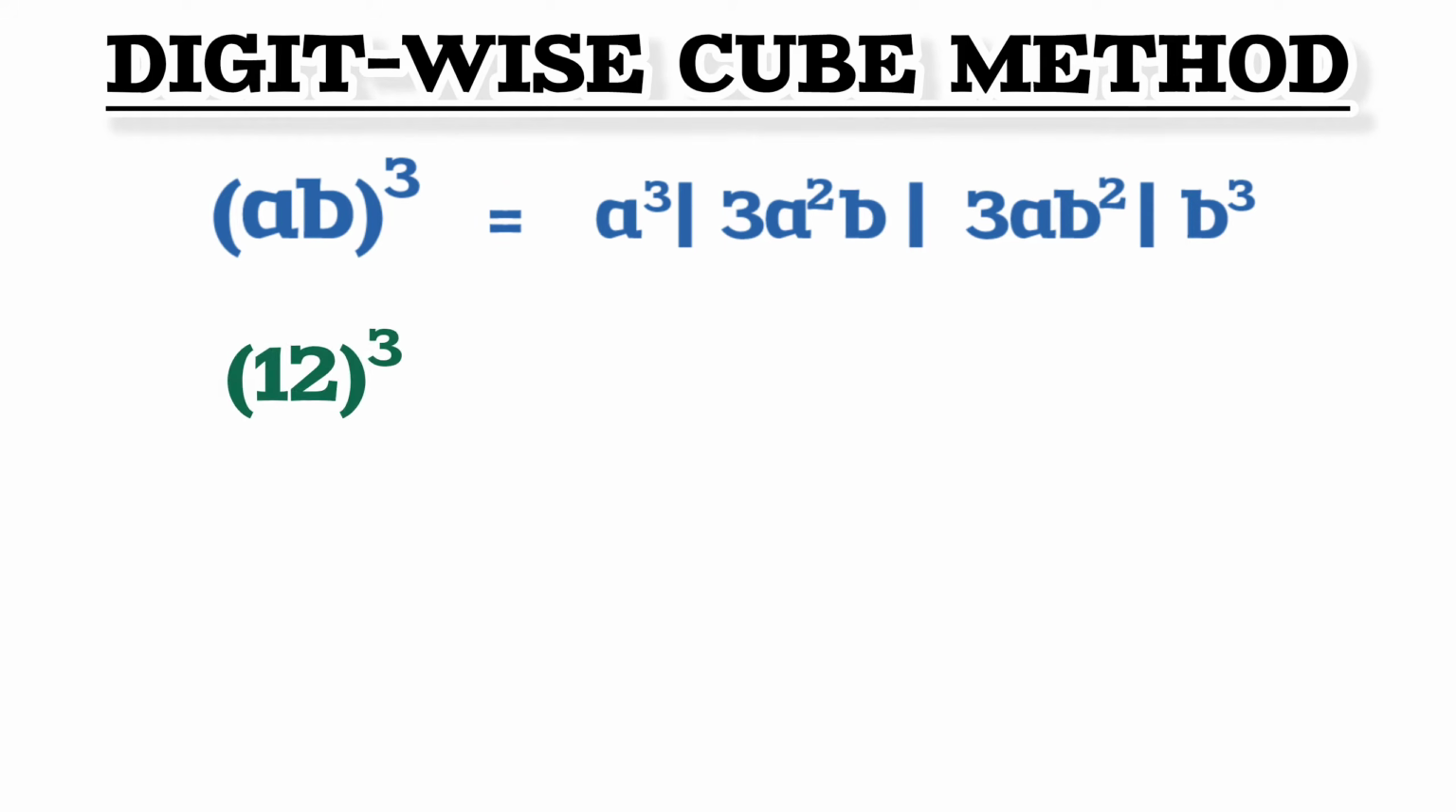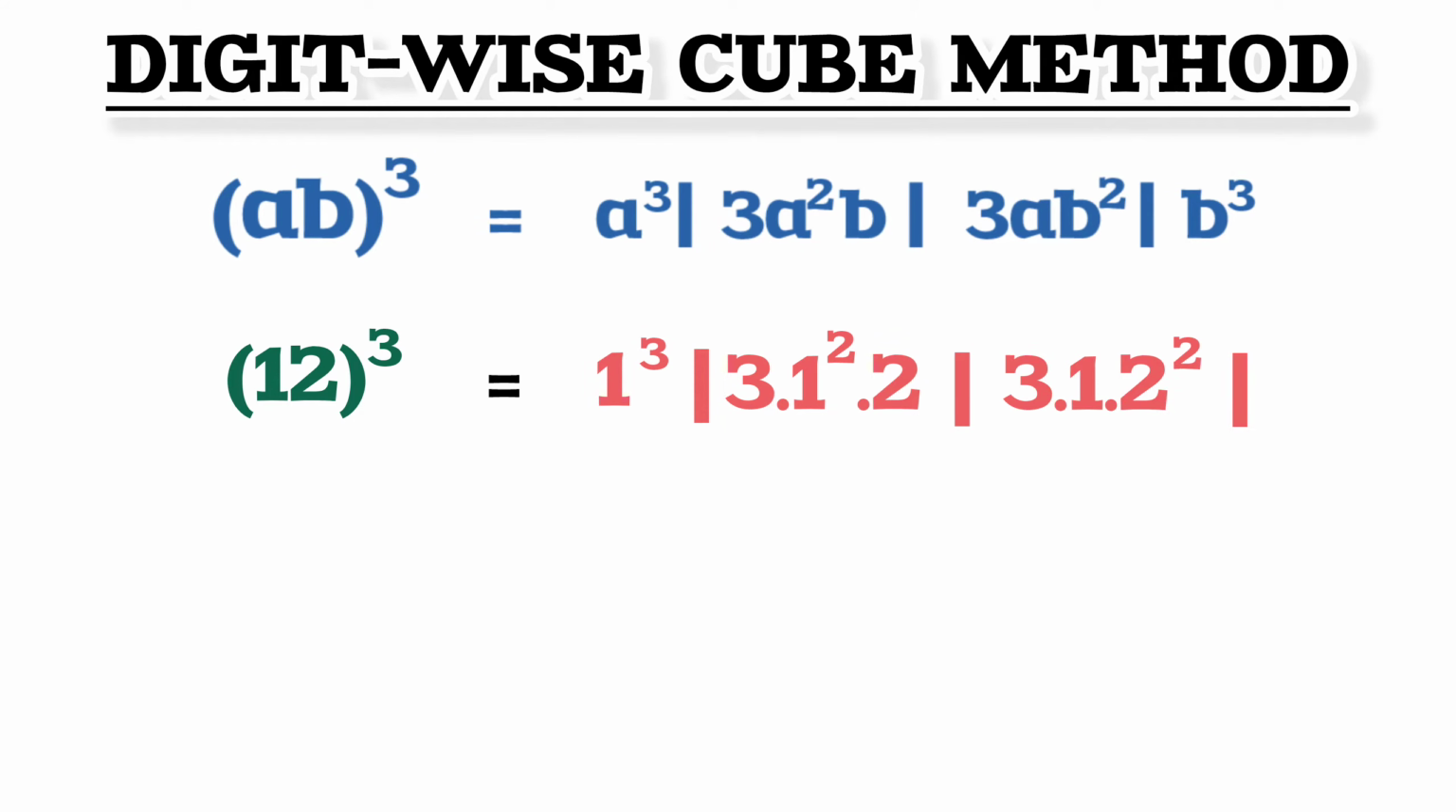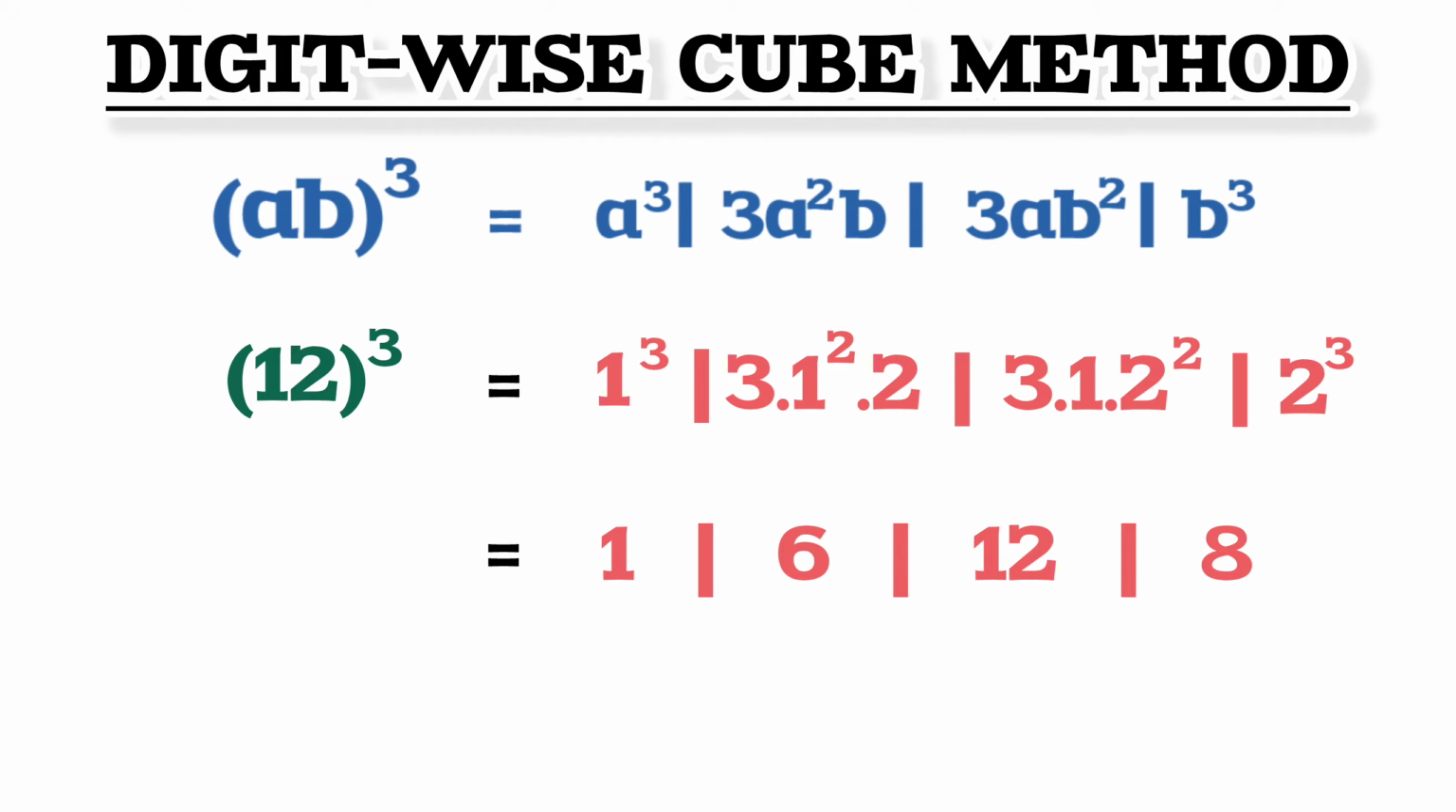To find 12 cube, here a is 1, b is 2. So write it as 1 cube, 3 into 1 square into 2, 3 into 1 into 2 square, and 2 cube. You will get 1, 6, 12, 8. If in any of the boxes the digit is more than 1 digit, adjust carries from right to left.